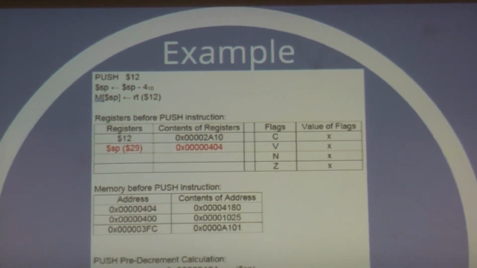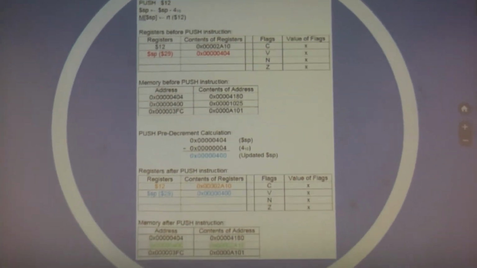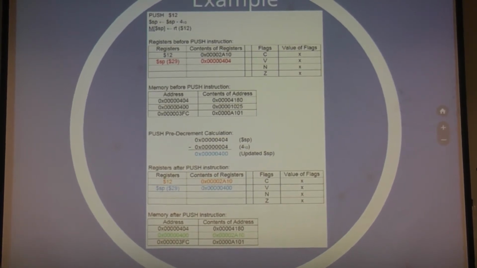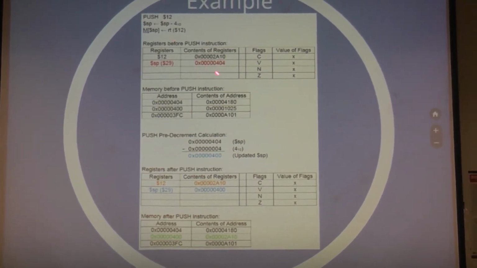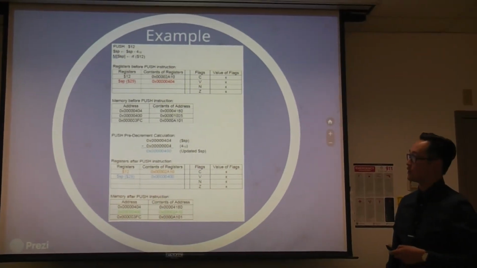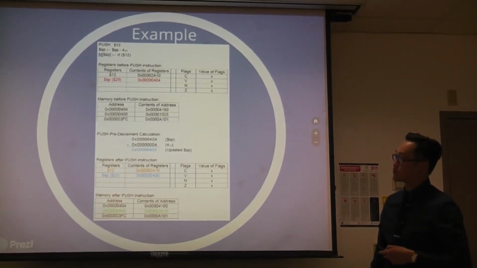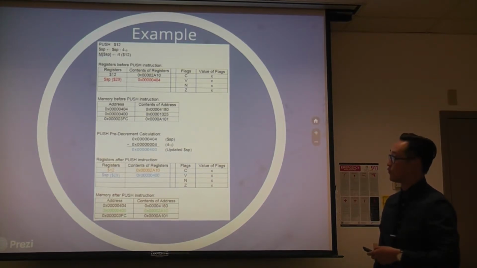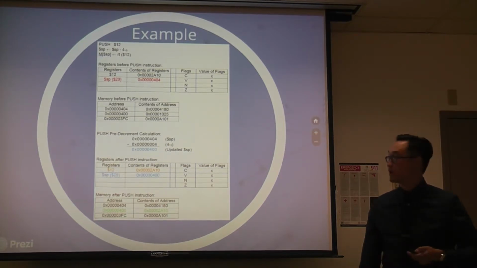So for our push example, we are going to push register 12 onto the stack. Our stack pointer currently is 404, and these are the memory contents before the push instruction. We first do a pre-decrement, so we take 404 and subtract 4 from it. Our new updated SP is 400.